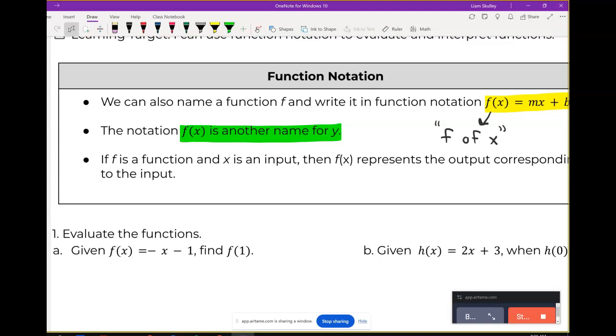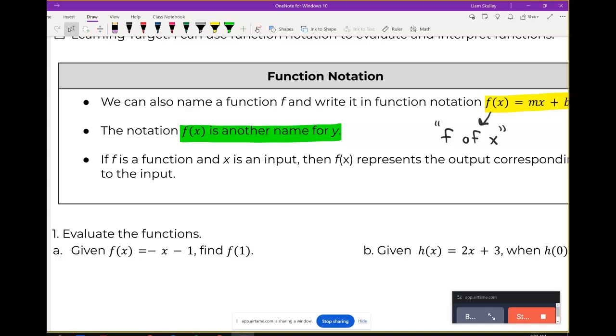And I think this last bullet point sums it all up. If f is a function, we can use different letters for functions. Most of the time with word problems, like if you're talking about height, your function could be called h. If you're talking about growth, your function could be called g. If f is a function and x is our input, then f of x represents the output that corresponds to the input. So the y that comes out after we plug in our x.